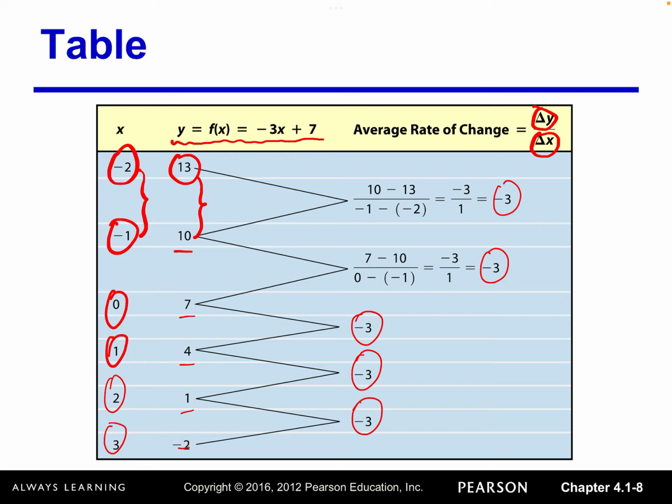So if data is a linear function's data, then the average rate of change, which is the slope of the line, should be the same constant. Okay, they should be the same constant. So that is the criteria for how we identify whether the data set is linear or not linear.